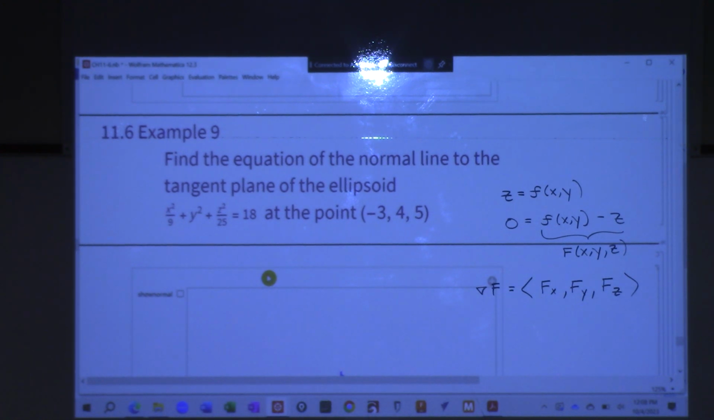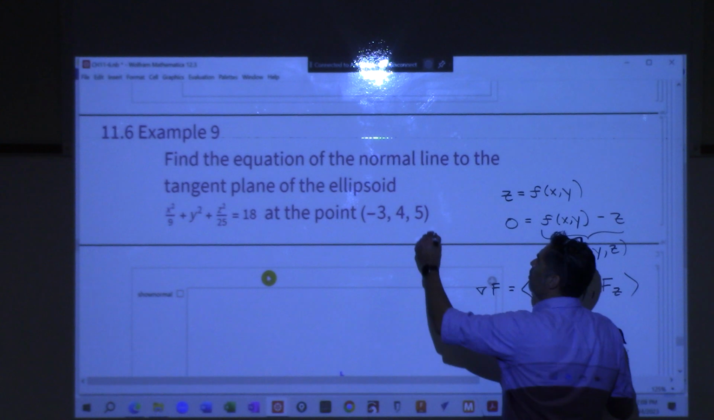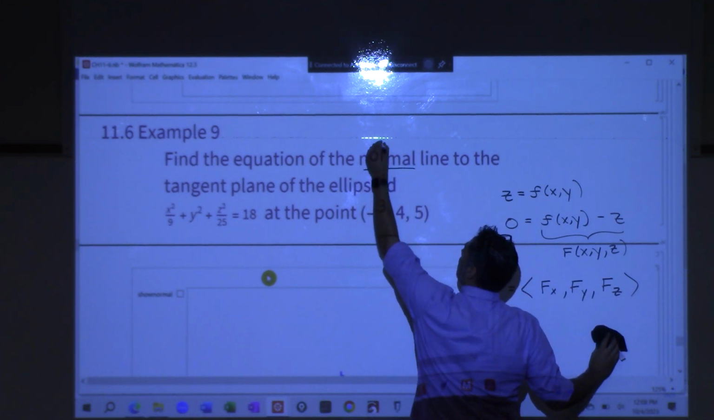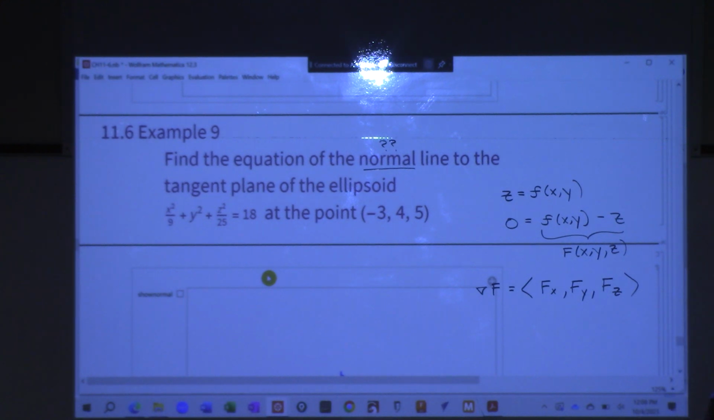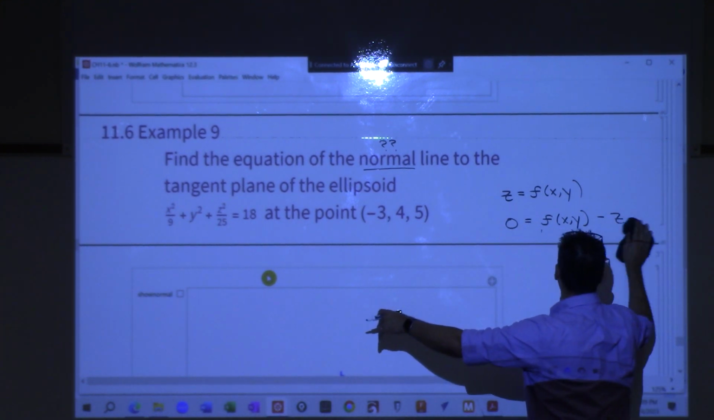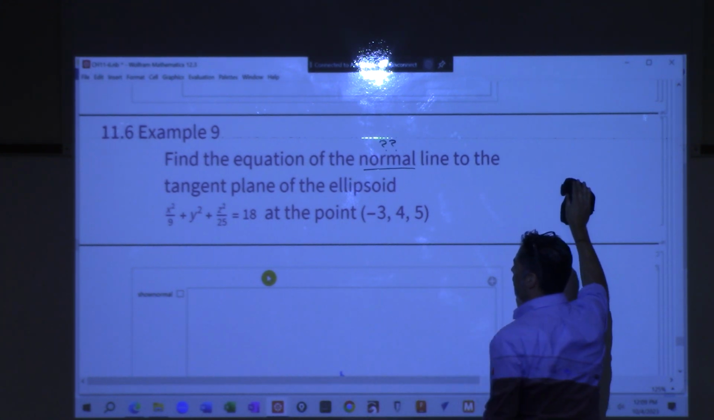Find the equation of the normal line to the tangent plane of the ellipsoid. What? Find the equation of the normal line. What is a normal line? We don't know yet, and we haven't even talked about it, have we? We haven't talked about a normal line. So is that the same ellipsoid we were just looking at? Yeah. Same point? Yes. Yep.